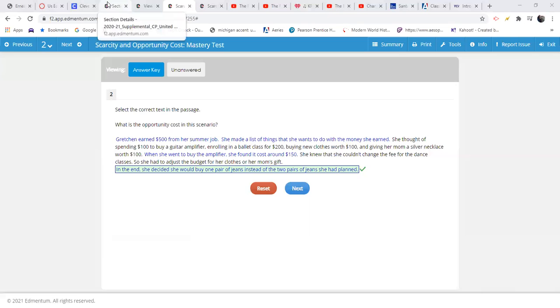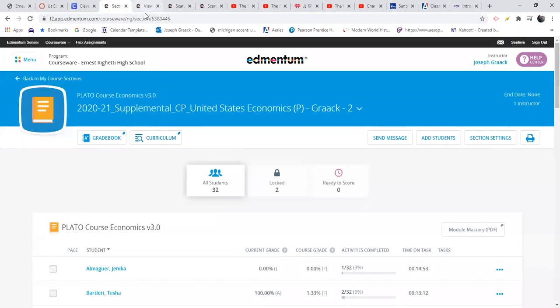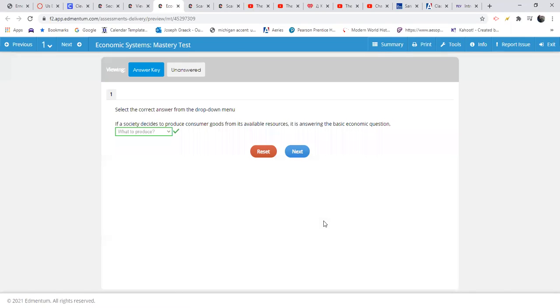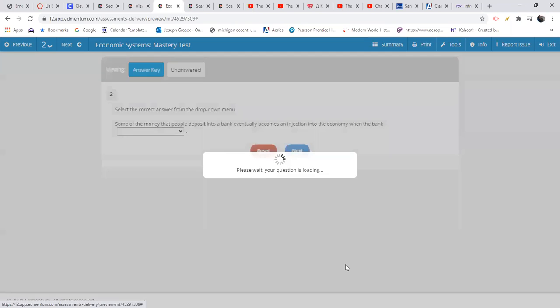So there are 10 questions on scarcity and opportunity cost. There are 10 questions on economic systems. In this one, it says if a society decides to produce consumer goods from its available resources, it's answering the basic economic question of what to produce. There were only three: what to produce, how to produce, for whom to produce. If they're deciding what to produce, it would be obviously what to produce.